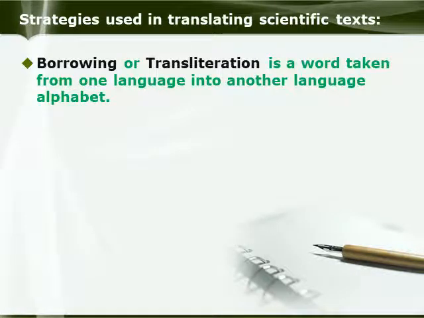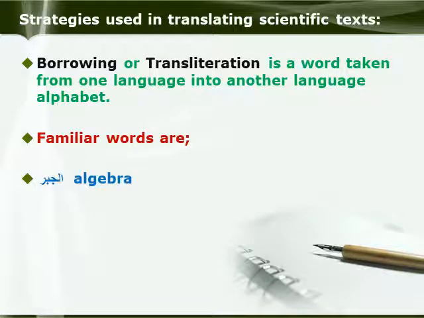Borrowing or transliteration is a word taken from one language into another language or into another language alphabet. Transliteration is one of the strategies used to translate scientific terms. Actually, these words become part of the lexicon of the target language. For example, we have familiar words like algebra, which is taken from الجبر in Arabic. Also we have alcohol.